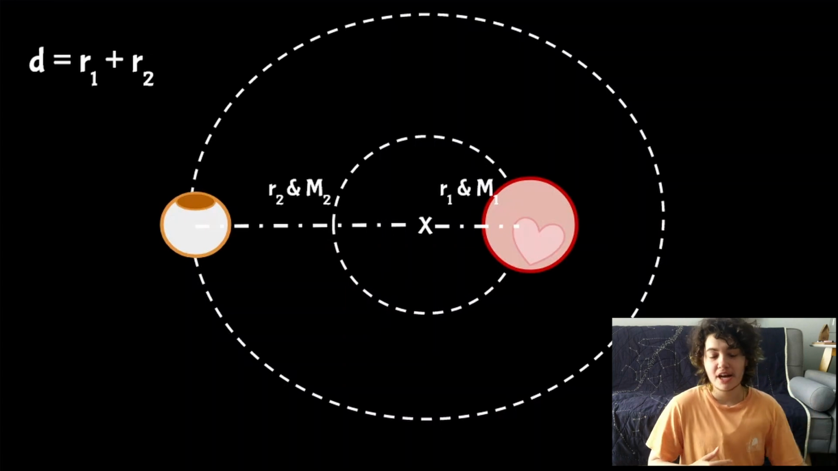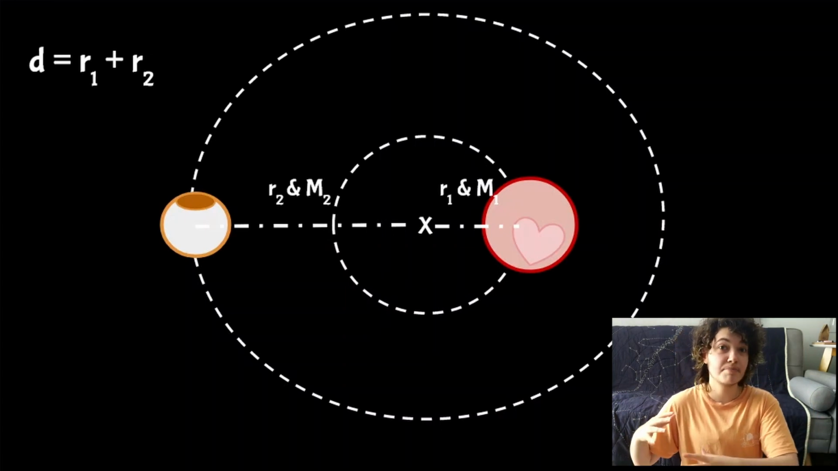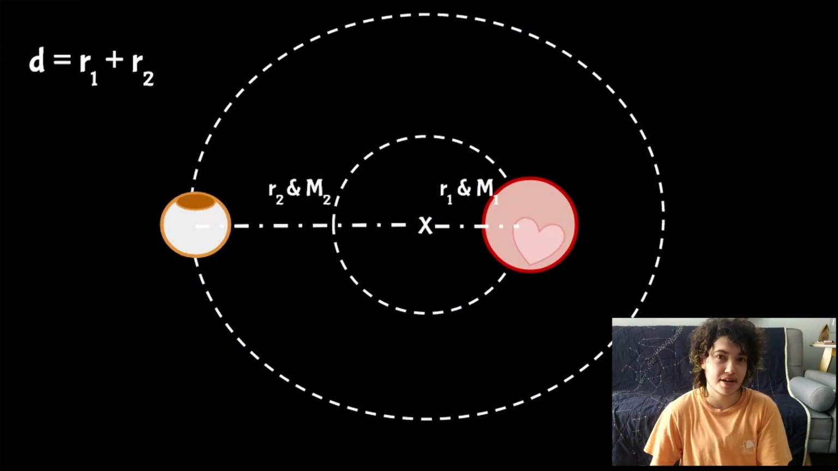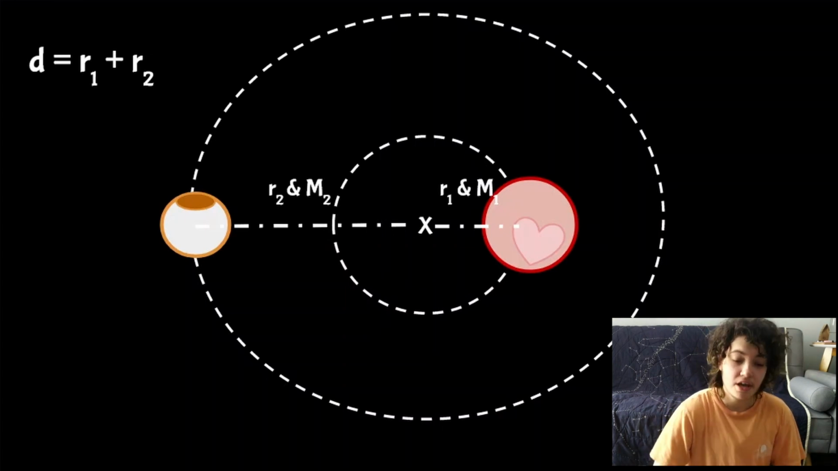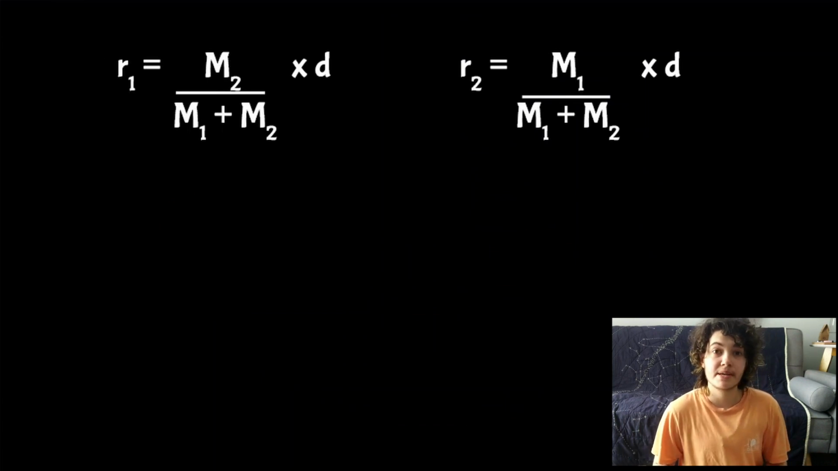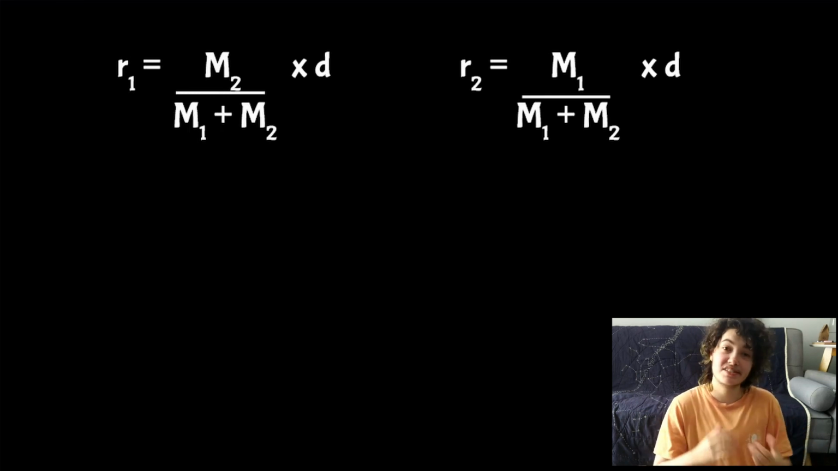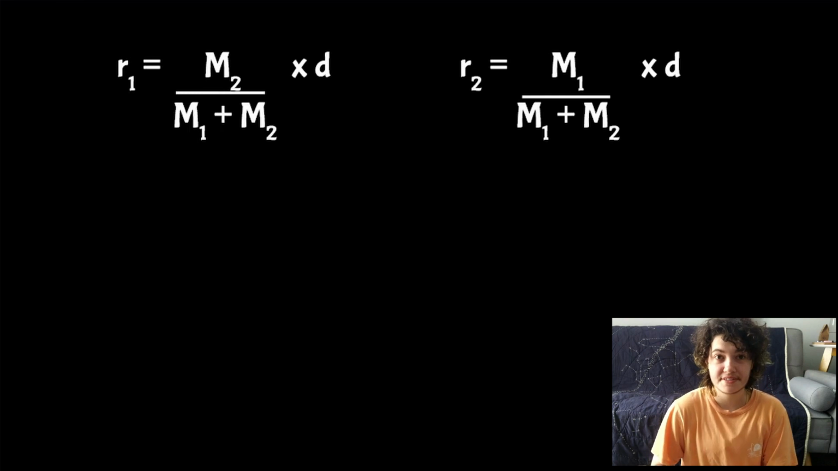So Charon's semi-major axis is dependent on how big Pluto's mass is compared to the entire system, and conversely with Pluto's semi-major axis as well. So we can actually get two really interesting equations out of this, where R1 is equal to M2 over M1 plus M2. So that's, which one is it? Pluto's semi-major axis is dependent on the fraction of mass that Charon is out of the whole system, multiplied by the total distance because it's a fraction. And then conversely the same with R2.